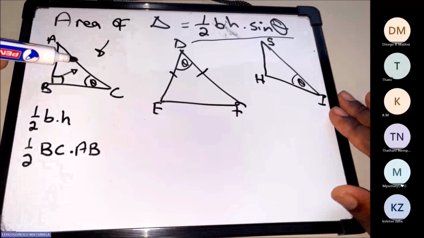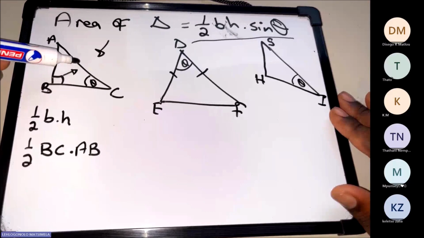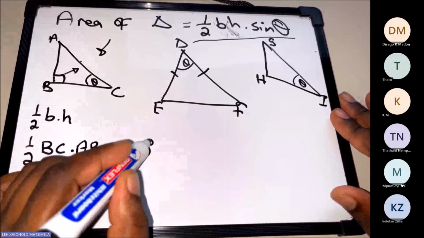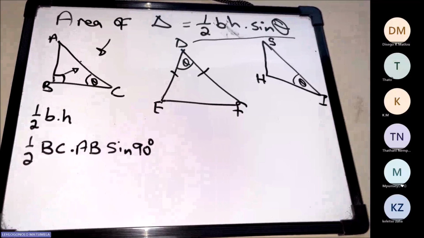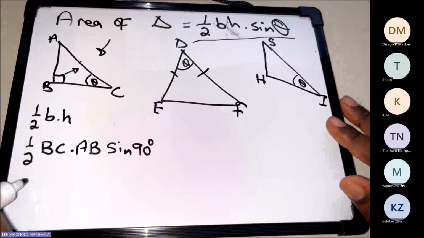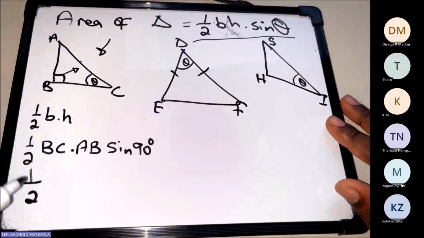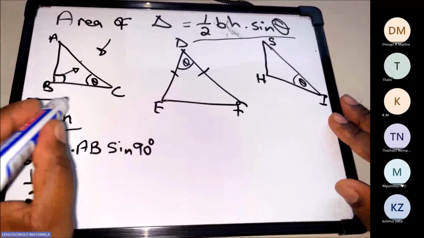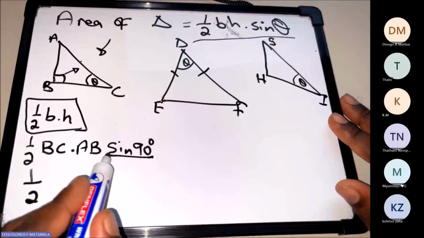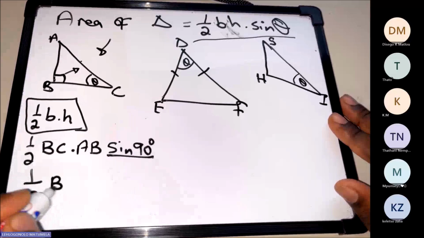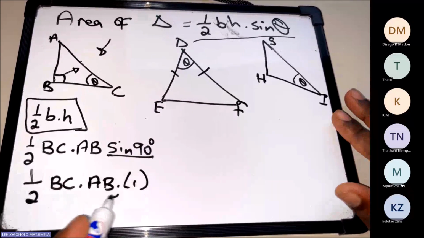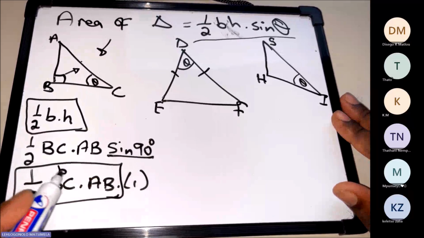Side R doesn't have a known side. So what are we going to take? We are going to take the angle which is opposite to the side, and the angle is 90. Then we're going to say sine 90. On a calculator, sine 90 is 1. So that is why the formula for the area of a right angle triangle is just base times height, because sine 90 is only 1. So everything is just multiplied by 1. That is why we'll just write half base times height.